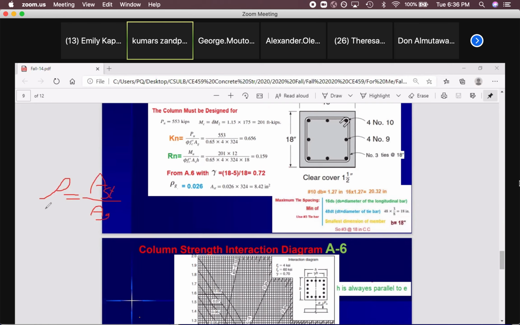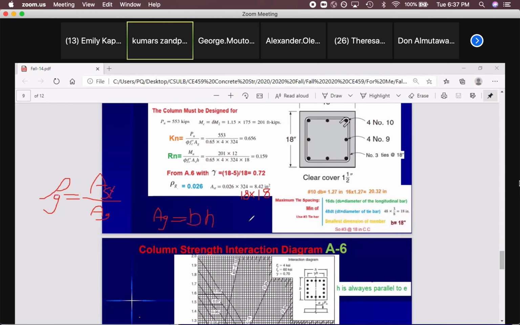If I call this rho g, the percentage of the rebar is equal to the cross-sectional area of the rebar divided by the cross-sectional area of the concrete. So your Ast should be equal to rho g times Ag. Ag, how can I calculate this? Ag is 18 by 18, B times H. Ag is equal to B times H.